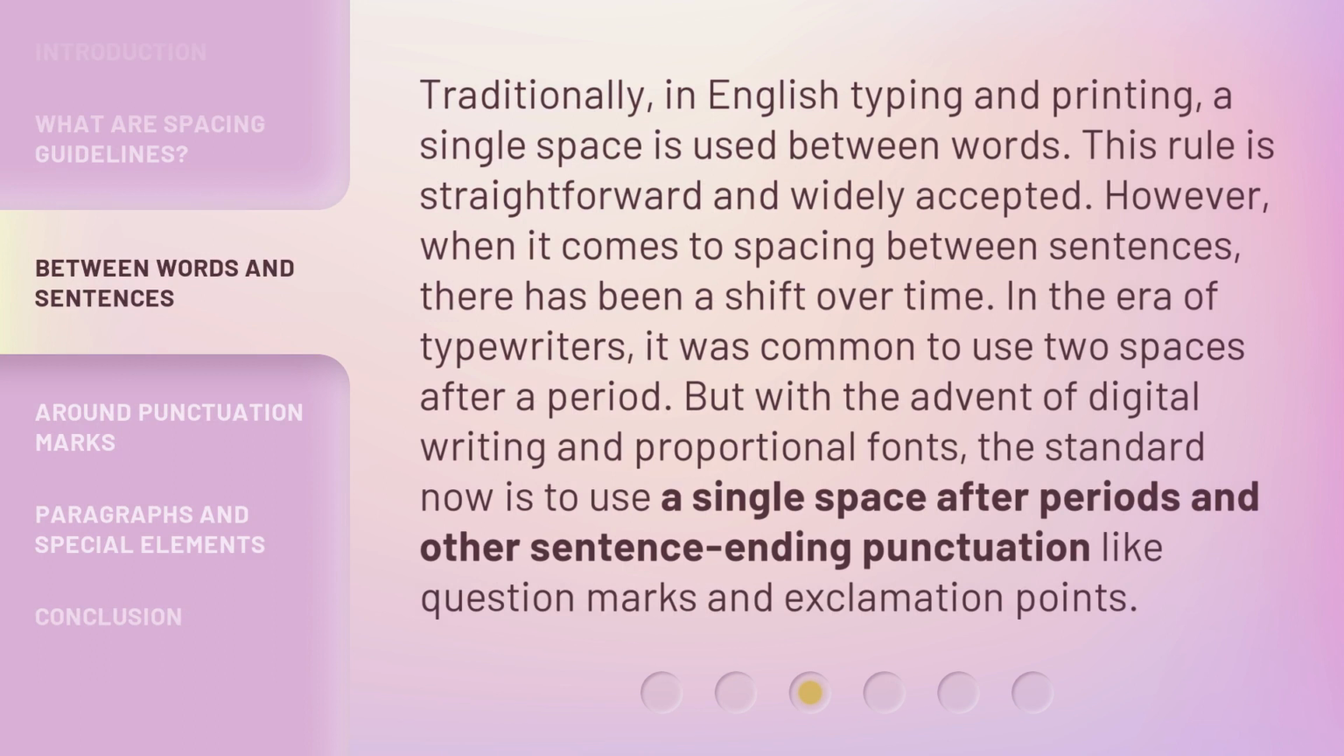Traditionally, in English typing and printing, a single space is used between words. This rule is straightforward and widely accepted. However, when it comes to spacing between sentences, there has been a shift over time. In the era of typewriters, it was common to use two spaces after a period. But with the advent of digital writing and proportional fonts, the standard now is to use a single space after periods and other sentence-ending punctuation like question marks and exclamation points.